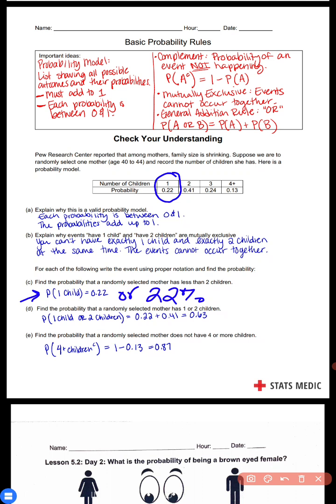Part D says this. Find the probability that a randomly selected mother has 1 or 2 children. The key word there is or. When you see the word or, it means add. So the probability of 1 child is 0.22. The probability of 2 children is 0.41. To get the probability of one or the other, we're going to add those numbers together to get 0.63 or 63%.